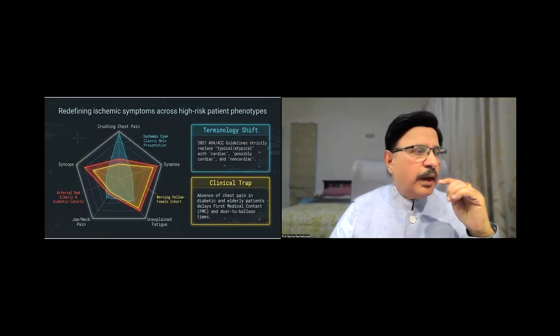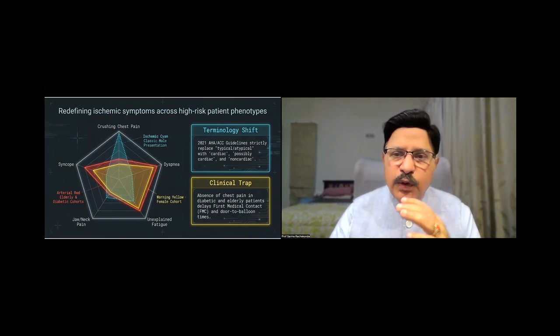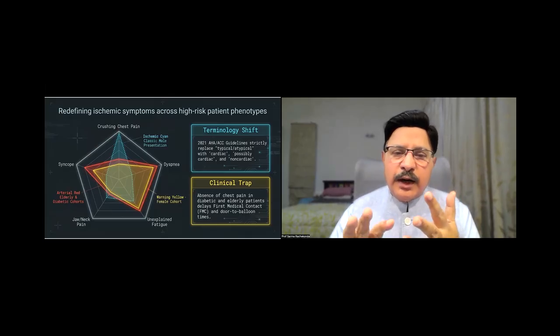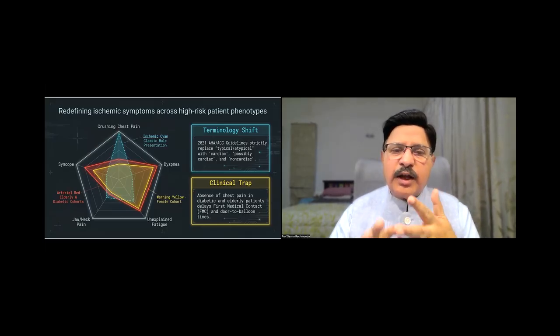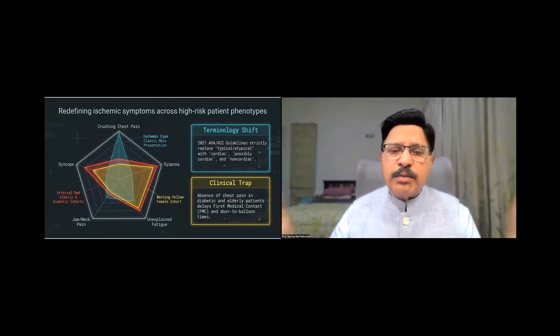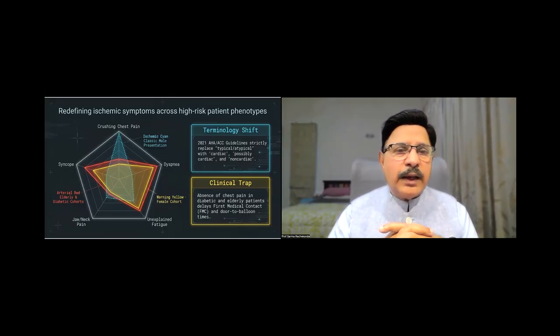Now, redefining ischemic symptoms across high-risk phenotypes. What is a high-risk phenotype? A diabetic, elderly patient, previous angina, all those things. And male gender and family history of myocardial infarction. Some brother, sister, or father who suffered before the age of 55. That is a high-risk phenotype.